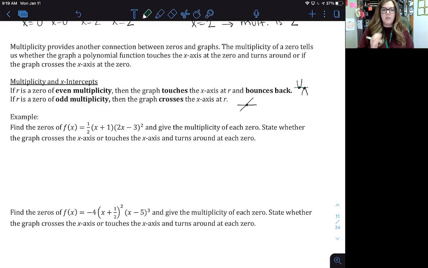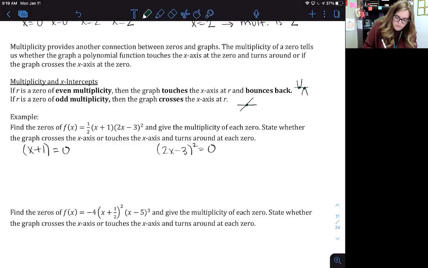All right, so if we look at this example, find the zeros if f of x equals 1/2 times the quantity x plus 1 times the quantity 2x minus 3 squared, and give the multiplicity of each 0, then state whether the graph crosses the x-axis or touches the x-axis and turns around. All right, so I'm going to take just the parentheses part. So we have x plus 1. I'm going to set that equal to 0. And then we have the quantity 2x minus 3 squared equals 0. Well, this tells us that x equals -1, and that would be considered our 0.